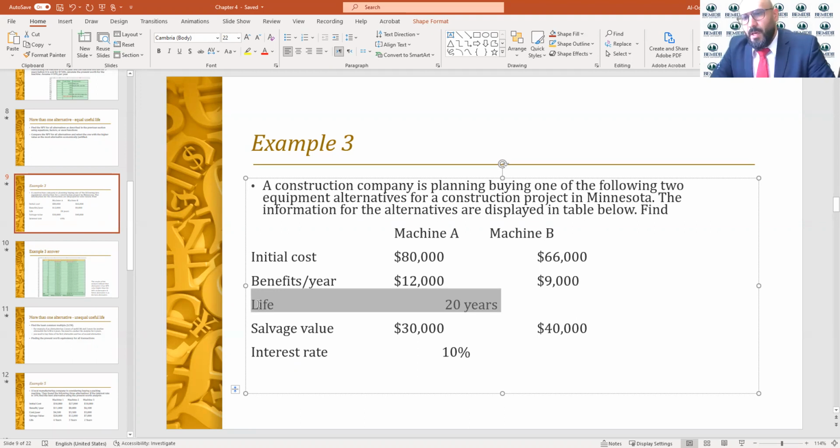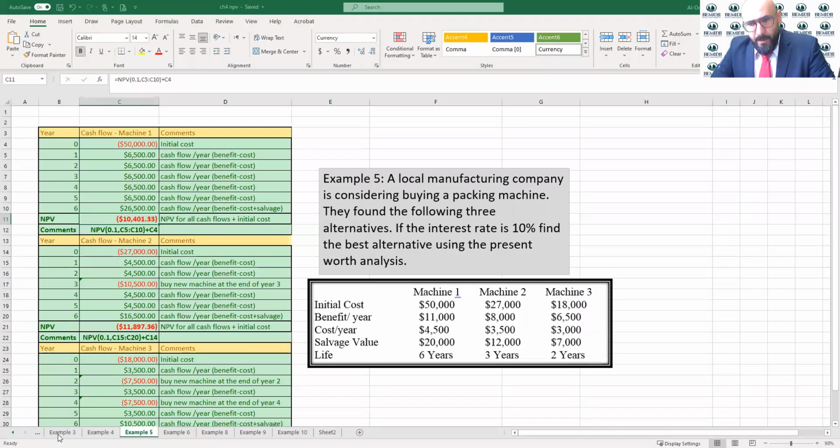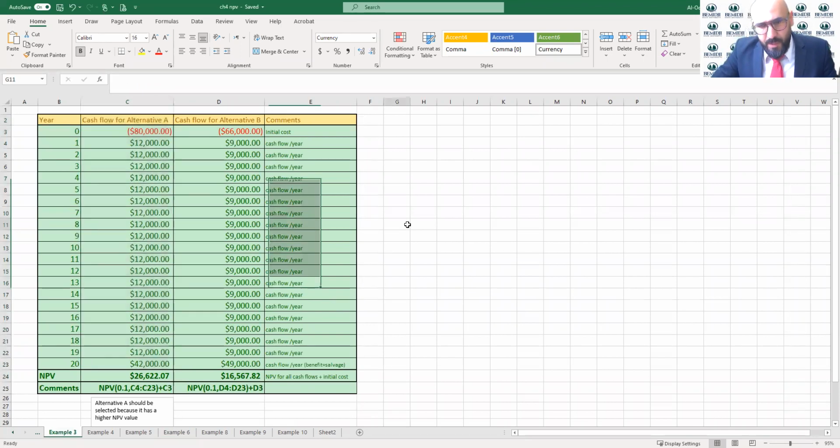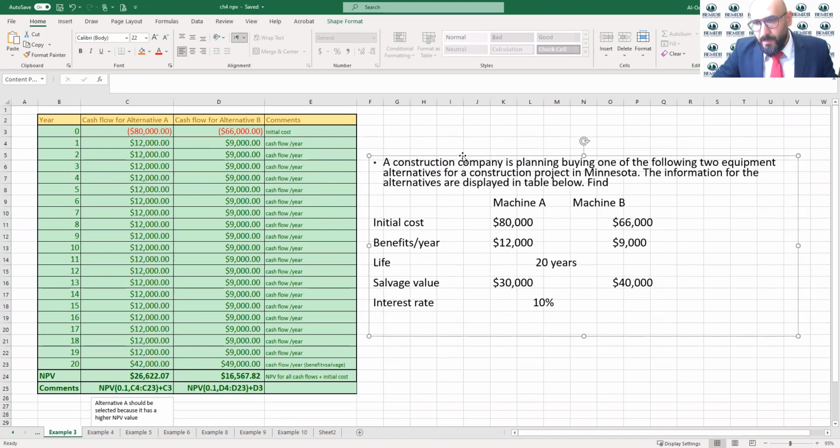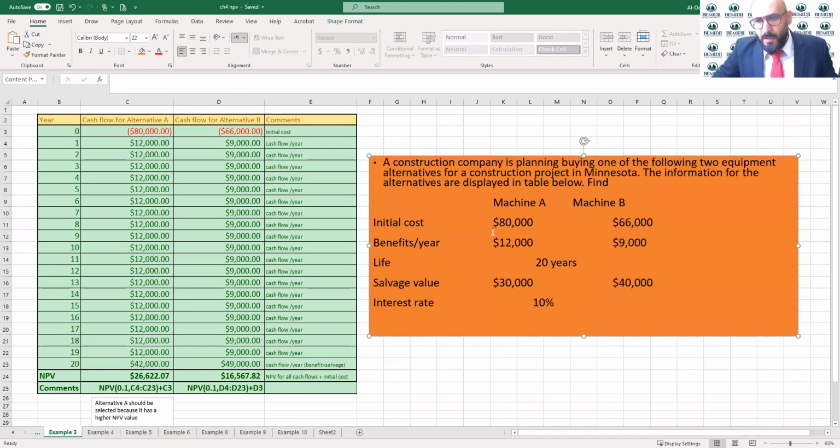As you see, this is equal life for alternatives. Machine A will last for 20 years, machine B will last for 20 years. So what we need to do is build a cash flow. I'm going to switch to Excel here and show you how we could finish this example. I'm also going to copy the question and bring it to Excel, so you can see it while we're doing the answer. All right, here you go.